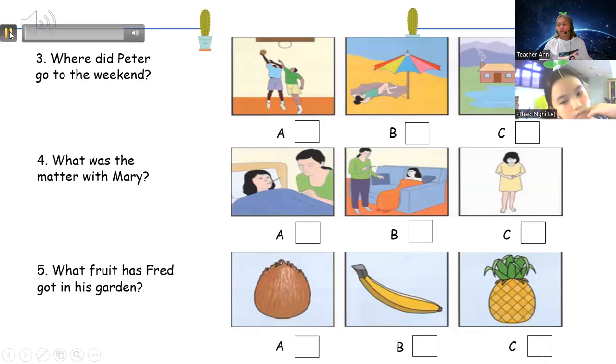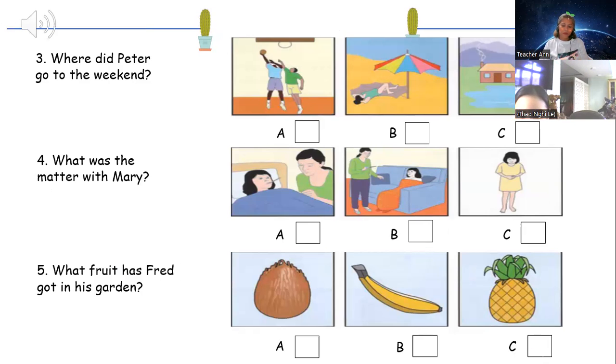Three. Where did Peter go at the weekend? Where did your friend Peter go at the weekend? Well, he wanted to go and watch a basketball game. So, did he go? No, he couldn't. His mum wanted to go to the mountains for the weekend, and his dad wanted to go to the sea. Did he go to the sea then? No. His dad had to work, but he went with his mum to the mountains.